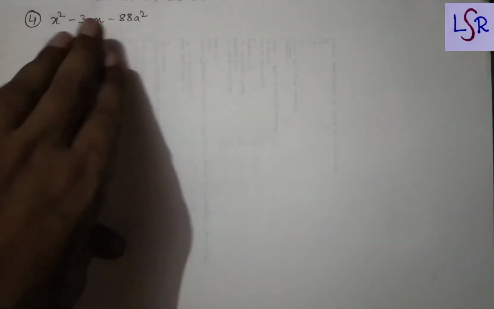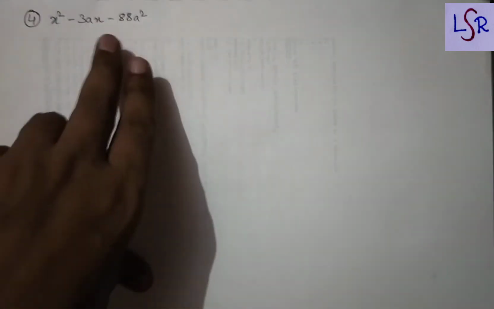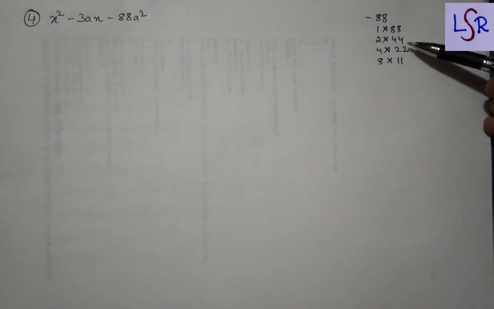Here we are having x square. So we have to just focus on x square. A square is also there, but we are going to take our variable as x square only. So 1 into 88, we got 88 with a minus sign. So we are going to take the factors of 88 first of all. Here we got all the factors.